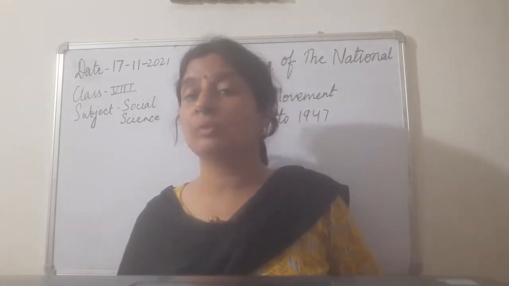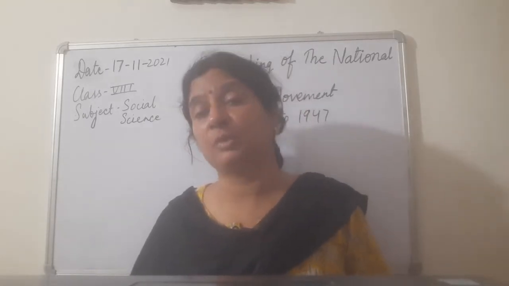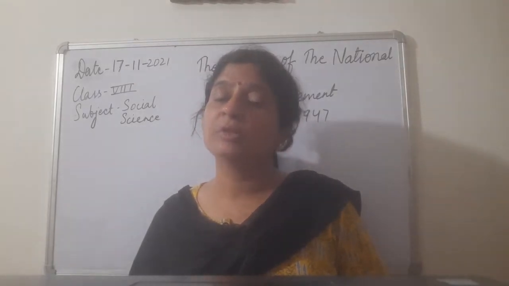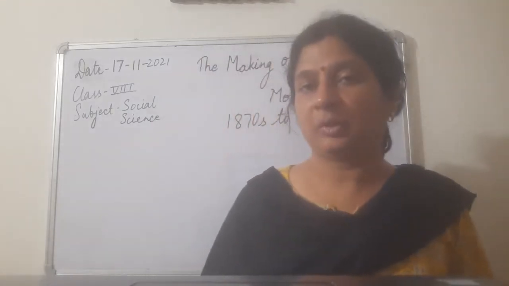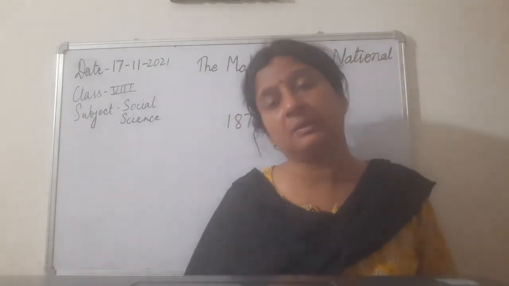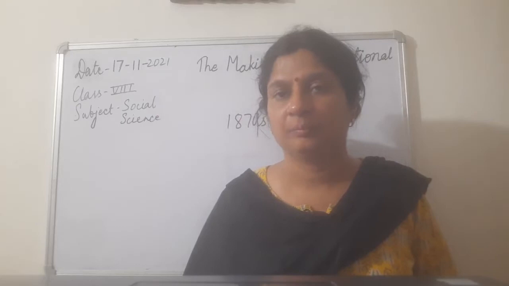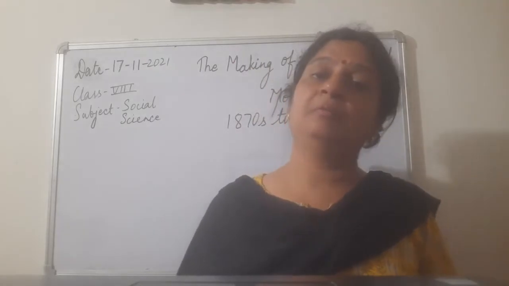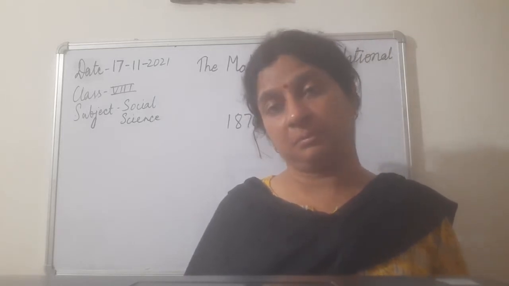What were the consequences of the revolt of 1857? The most important consequence was that the country was now to be ruled directly by the crown of Britain. The rule of the East India Company was ended, and India started to be ruled by the British crown directly. Before 1857, India was ruled by the company, but from 1858 onwards, India started to be ruled by the crown directly.